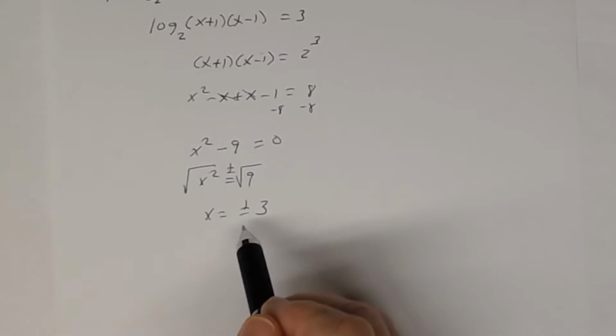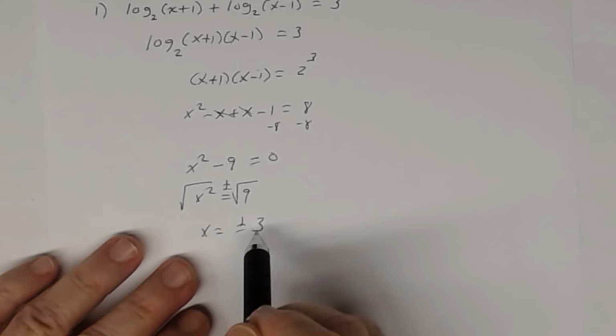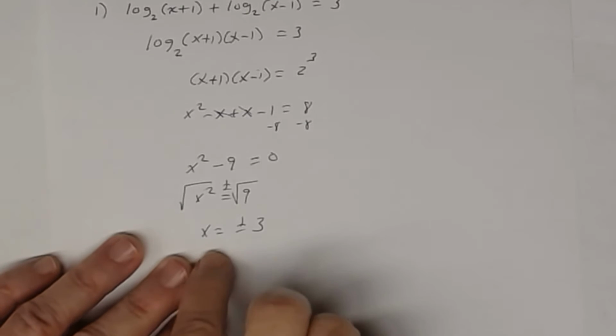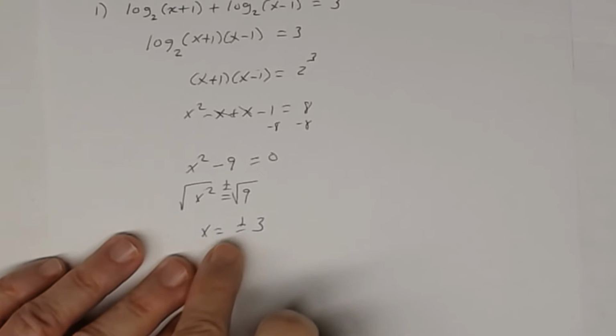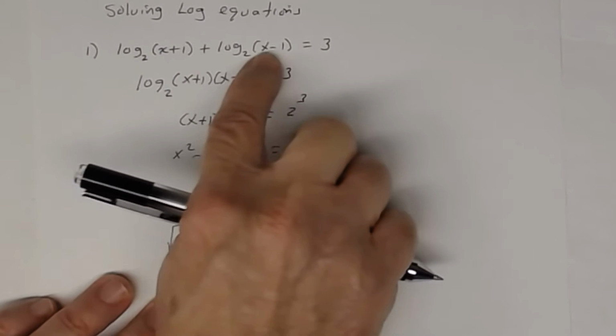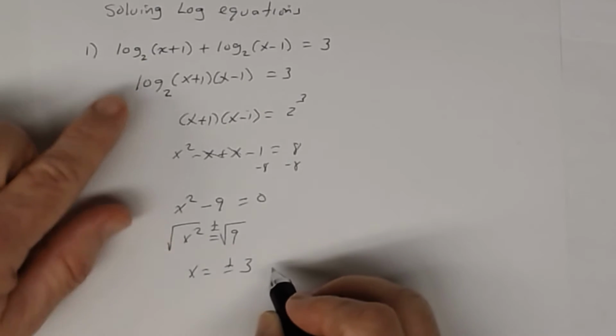All right, but remember, you can only take the log of a positive number, so you've got to check this. You can't say that those are both your solutions, because one of them may work, one of them may not work, or they both may not work. All right, so always go back to the original equation.